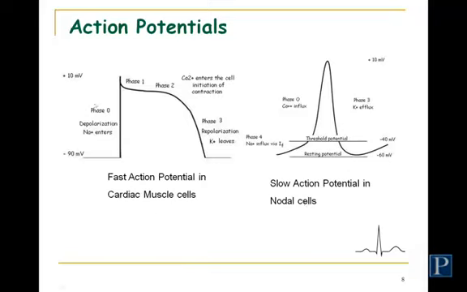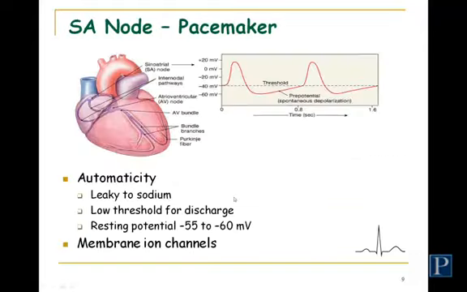So here's a big difference between the two. The SA nodal cells, and this is showing you the same thing again, you also see some textbooks call it the prepotential. So they exhibit automaticity because they are leakier to sodium. Sodium just keeps coming in. Once you reach that threshold, it's going to discharge, and you're going to generate the action potential. Now the action potential is a little bit slower than you saw with ventricular muscle, and it repolarizes a little bit slower, but it doesn't matter.